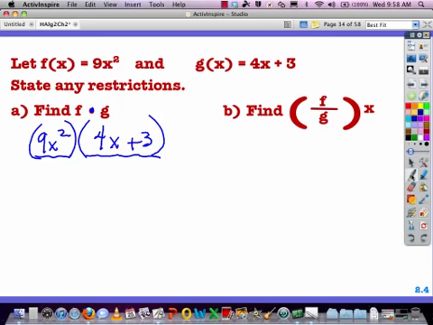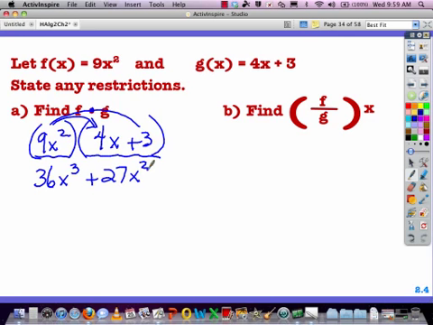If we distribute 9x squared times 4x, we would get 36x cubed, and 9x squared times 3 would leave us with 27x squared. No like terms, therefore your final answer, 36x cubed plus 27x squared. It says state any restrictions. There were no restrictions because we were multiplying, nothing became 0.